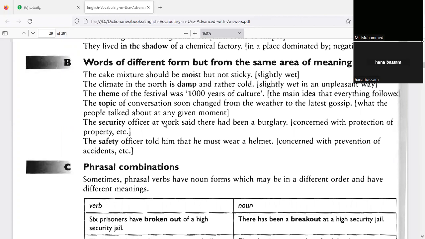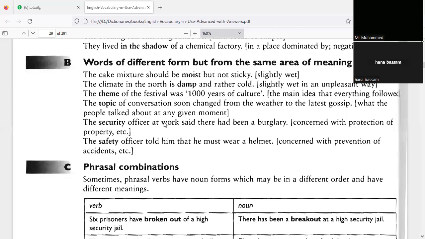Like the second example when I say the safety officer told him that he must wear a helmet. So safety here is concerned with prevention of accidents, but they are similar to each other. So again, security is concerned with protection of property. يبقى security هي متعلقة بحماية الممتلكات. But safety is concerned with prevention of accidents هي متعلقة ب prevention الحماية أو من الحوادث يعني. أوكي هنا. Okay.